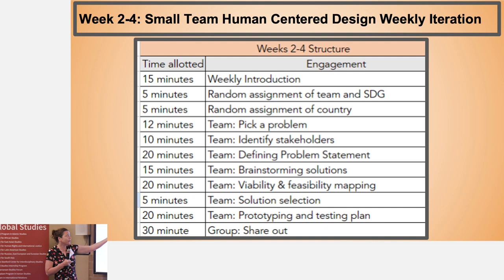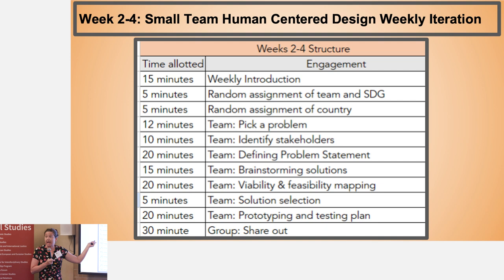We'll have random assignments of teams in the SDG. Assignment of a country, they'll pick a problem, identify stakeholders. This will all require, obviously, online research, live, right? They're going to have to be quick about this to identify stakeholders of a problem in a country and get some empathy going there. So then they'll define their problem statement, of course, brainstorm their solutions, and then at the end of the meeting time, they will share out their prototype and testing plan. So that's what will happen for weeks 2 through 4.